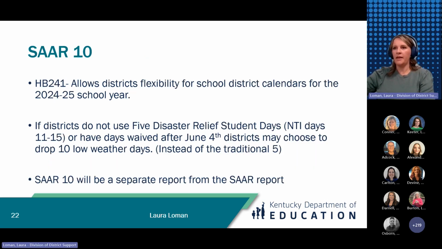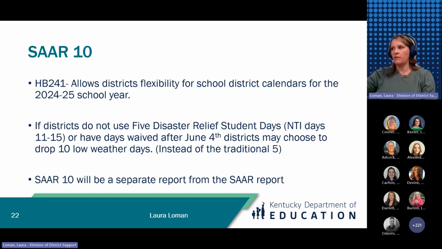All right, SAR 10. House Bill 241 allows districts flexibility for school district calendars for the 24-25 school year. If districts do not use the 5 disaster relief student days, those 5 additional NTI days, or have days waived after June 4th, then your district may choose to drop 10 low weather days instead of those traditional 5. The SAR 10 is a separate report from the SAR report. And so dropping the low 10 is completely optional.